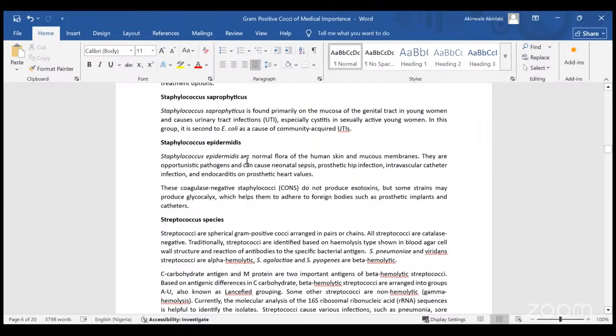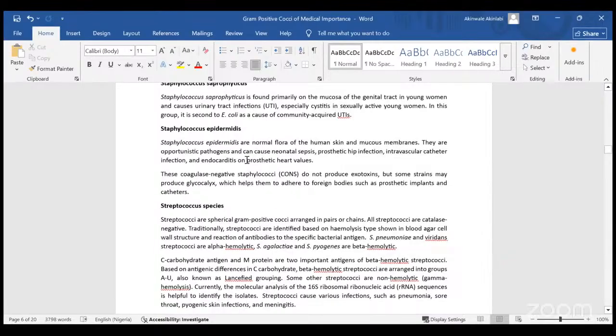Then we have Streptococcus species. What we are discussing under gram-positive cocci of medical importance is the staphylococci. There are about 30 species. And we have the Streptococcus species, which are called streptococci. The streptococci are spherical gram-positive cocci arranged in pairs or chains. You can see the other one is in clusters, this one is in chains. They are catalase negative. Once you do your catalase and it's positive, you know it's Staphylococcus aureus. And when you see it's negative, you are suspecting Streptococcus.